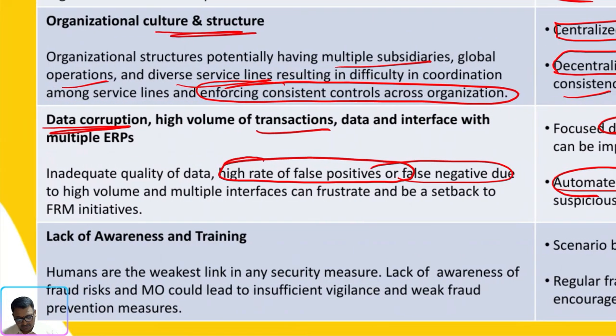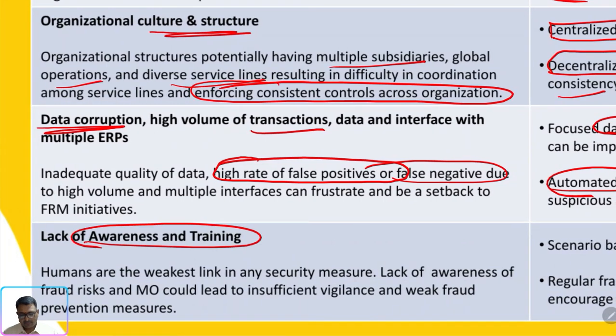The last one is about awareness and training. Now, they say that you can have the best control mechanism possible. You can have the best of the software, the most expensive, world-class software in place, but humans are the weakest link in any security issue. Of course you can say I will put AI, but at the end of the day, the action has to be taken by a human. At least there will have to be a human in the loop.